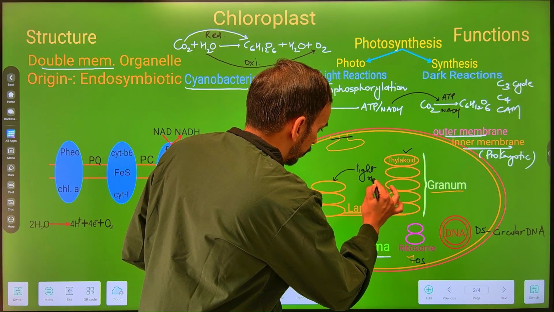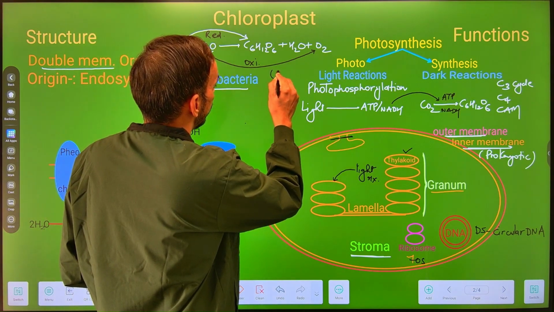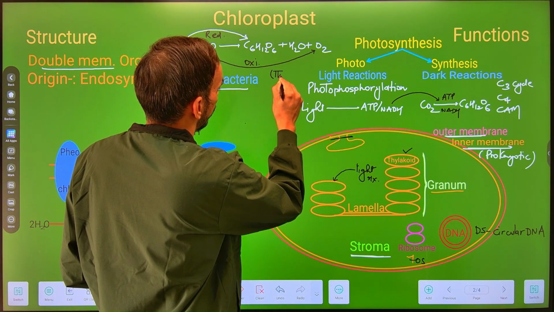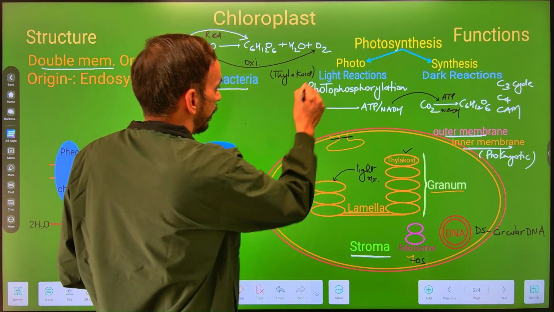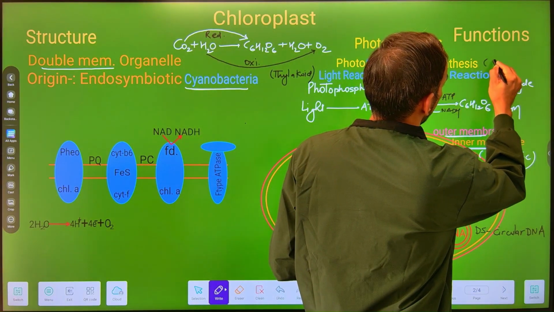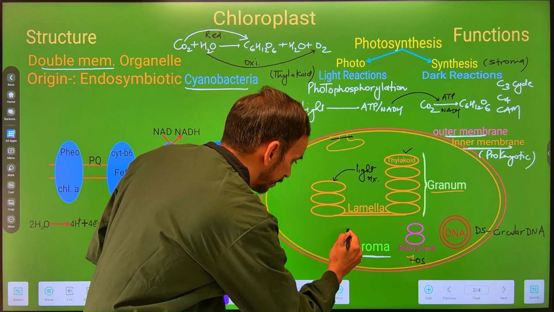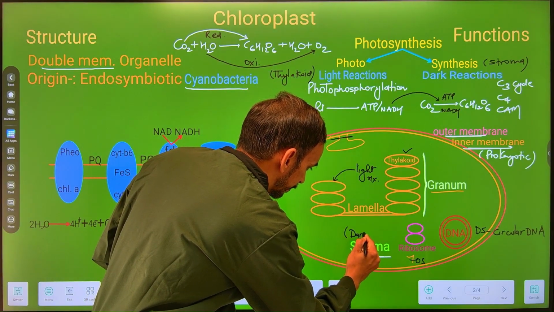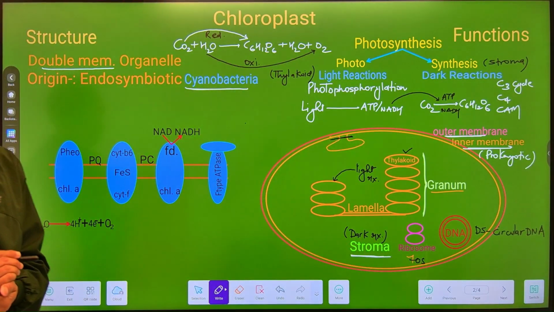These are on the thylakoid membrane. We can say the site for the light reaction is the thylakoid membrane. Well, if we talk about the site for dark reaction, then it is the stroma. ये कहां होती है? स्ट्रोमा के अंदर होती है. It is the site for dark reactions.